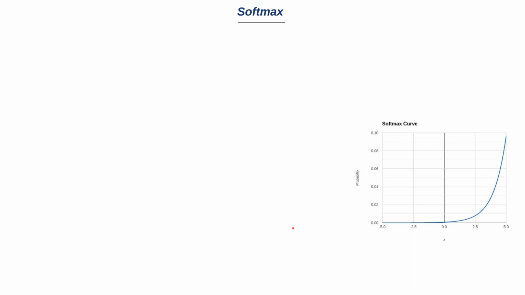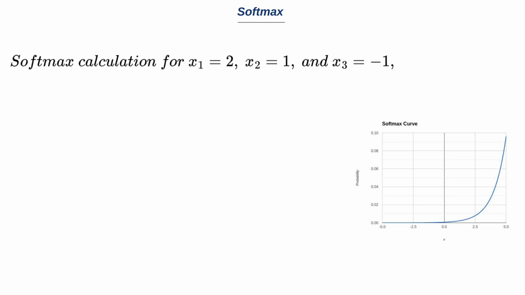And then we have this softmax, which is widely used in the multi-class classification output layers. Let's say that we have three values. So we have x1 is equal to 2, x2 is equal to 1, and x3 is equal to -1. Again, let's say that we have three classes, and we want to see which class is the output for a particular data point.